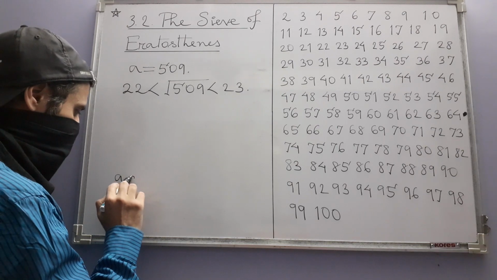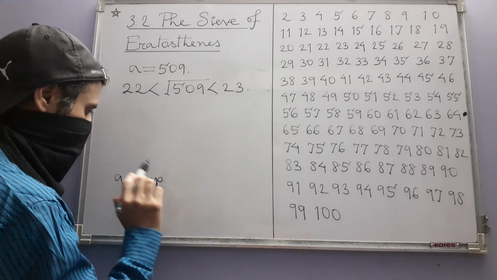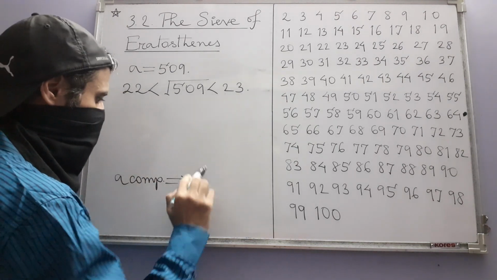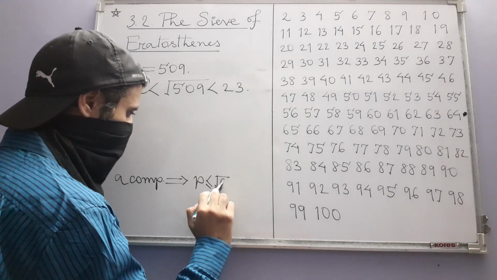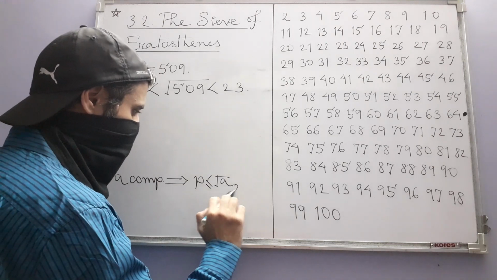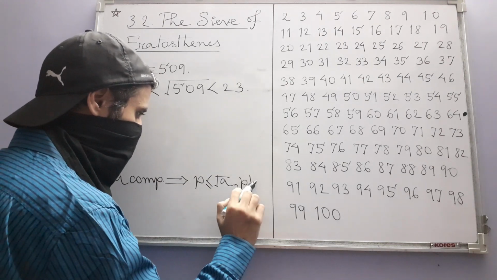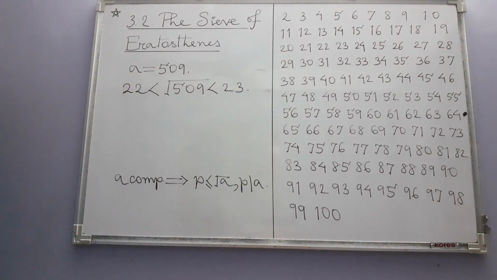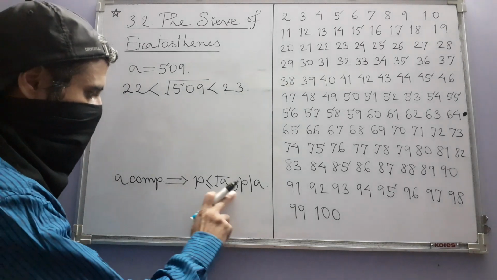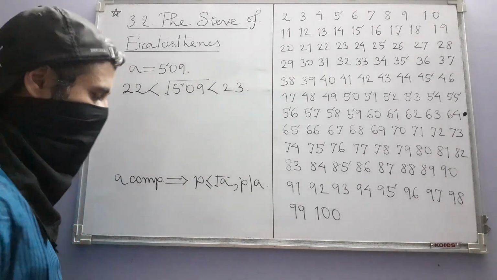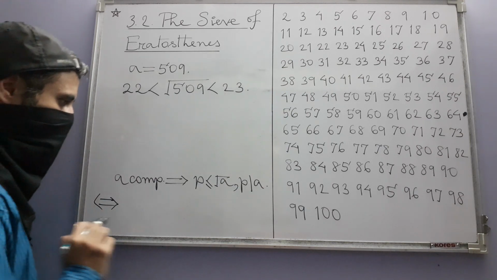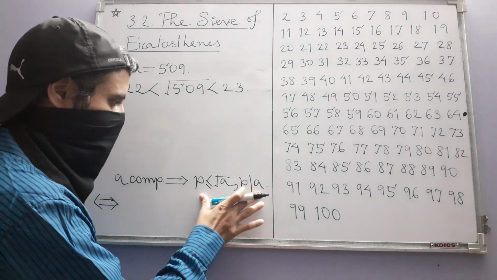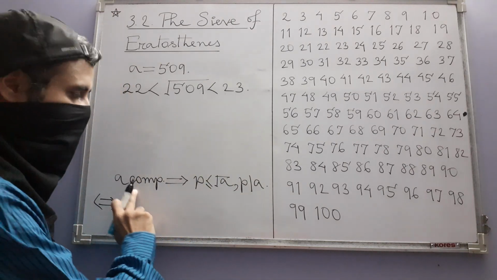If A is composite, then there exists a prime less than or equal to square root of A that divides A. This implication is equivalent to its own contrapositive, which is: the negation of this implies the negation of this.